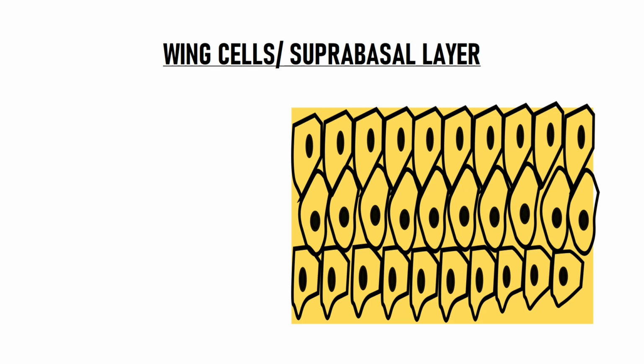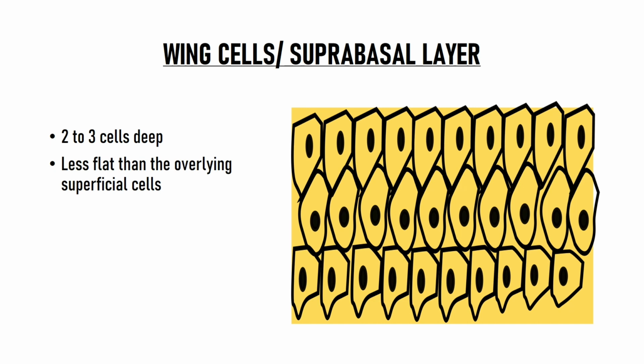The second layer of epithelium is the wing cell layer or the umbrella cell layer. It is also known as suprabasal layer because it lies above the basal epithelium. It is 2 to 3 cell layers deep, and these cells are less flat than those of superficial epithelium. These cells also possess tight intercellular junctions or desmosomes, just like those present in superficial epithelial layer.